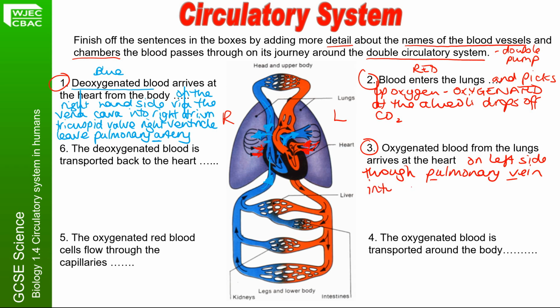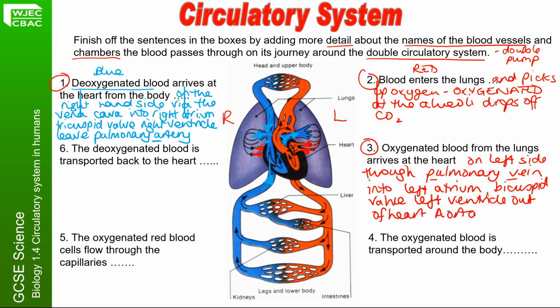It's going to come into the left atrium. If you want to include the name of the valve, the bicuspid valve, it flows through into the left ventricle and out of the heart. It's squeezed out of the heart by the big main aorta. So hopefully you can see it. There's the atrium through the valve, there's the ventricle, and it's going to go out through the top of this. If I switch to black, you'll be able to see it a little bit better.